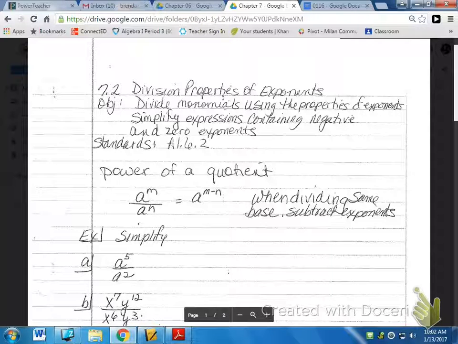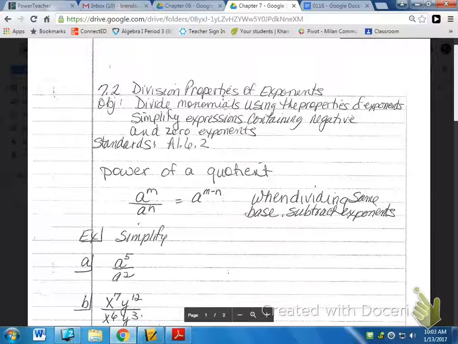So first of all, we're going to talk about powers with quotients. It kind of follows what we did yesterday. When you multiply something with the same base, you add the exponents. But today, the division property, when you divide the same base, you subtract the exponents. And we talked about this a little bit last year in pre-algebra. So the a remains the same, and it's m minus n.